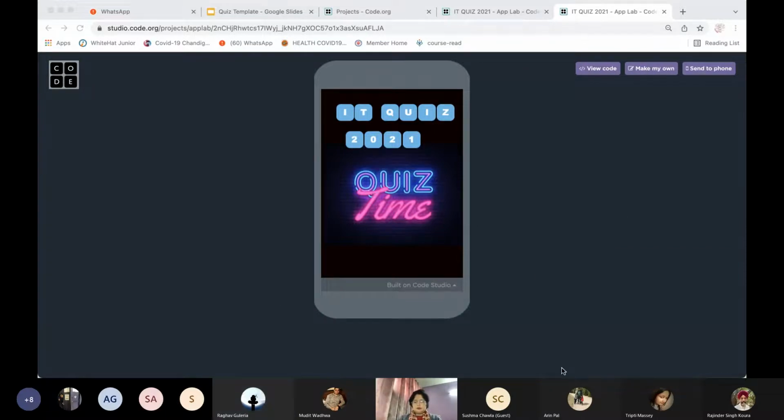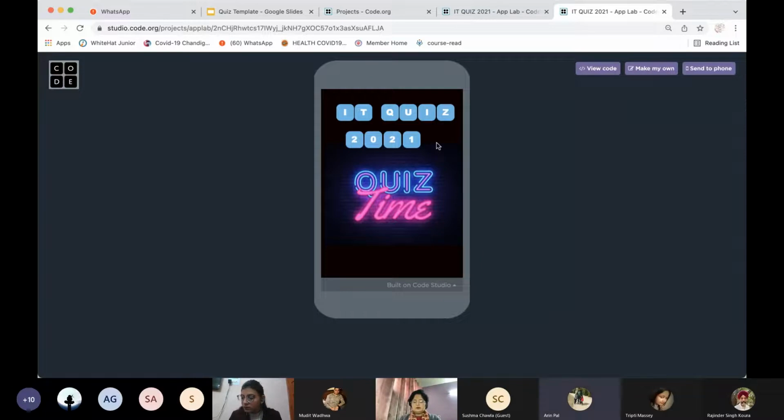All of you can see my screen. Now you have a word over here. The word says IT quiz 2021. Each team is going to select a letter behind which there is a number, and that number is going to decide your order. So out of IT quiz 2021, you have to select a single letter each team. Let's go with Agastya and Arin first. I want you to select the letter. I'll open the letters all together.